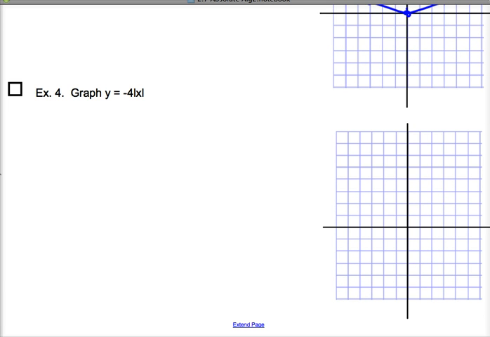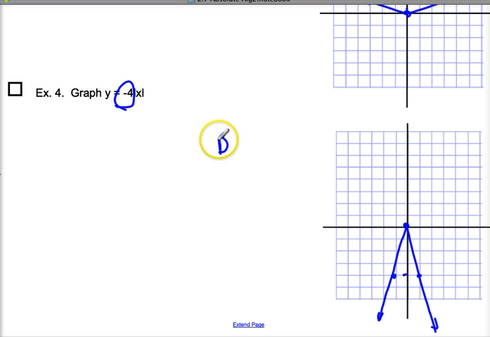Next one. This one again, no adding and subtracting. So vertex stays 0, 0. The slope's -4. So that means that I'm going to rise -4, which means go down 4, 1 right, and down 4, 1 left. Ray on that side, ray on that side. There's my function there.